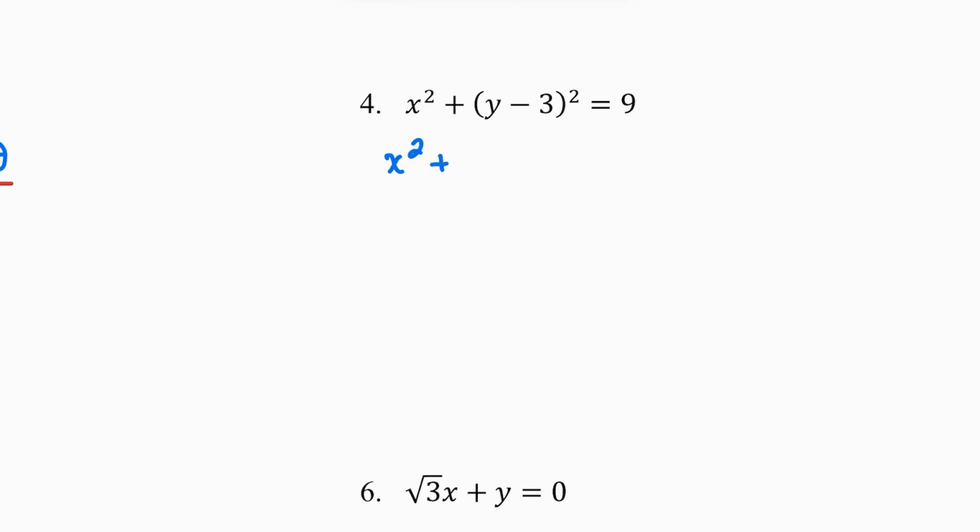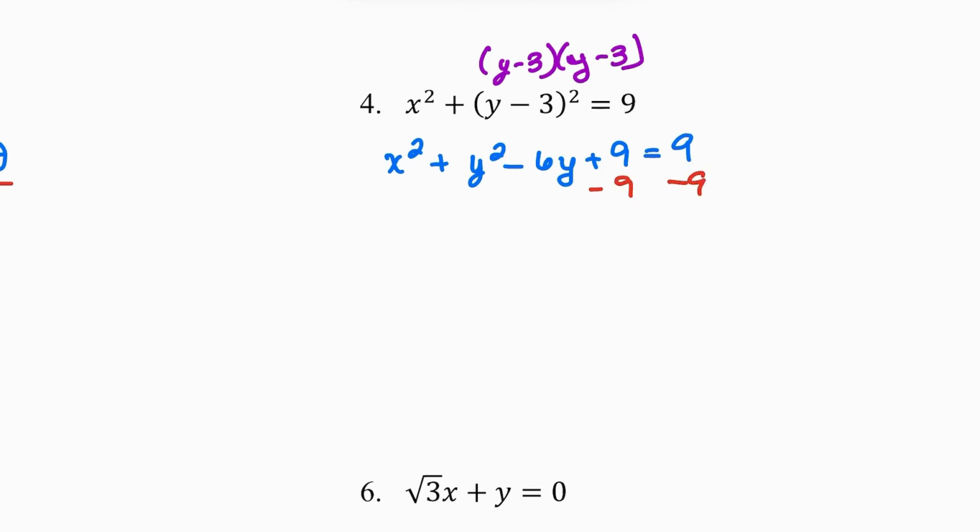So y plus 3 squared is the same thing as y minus 3 times y minus 3. So you end up getting y squared minus 6y plus 9. Again, this y minus 3 squared is the same thing as y minus 3 times y minus 3. So if you FOIL that out, you end up getting something that looks like this. Well, if I move this 9 to the other side, you end up getting x squared plus y squared minus 6y equals 0.